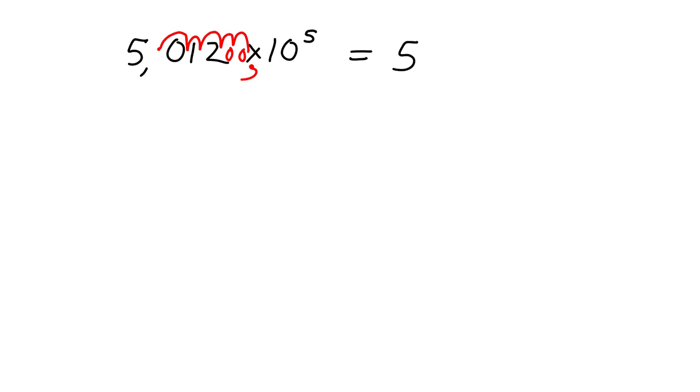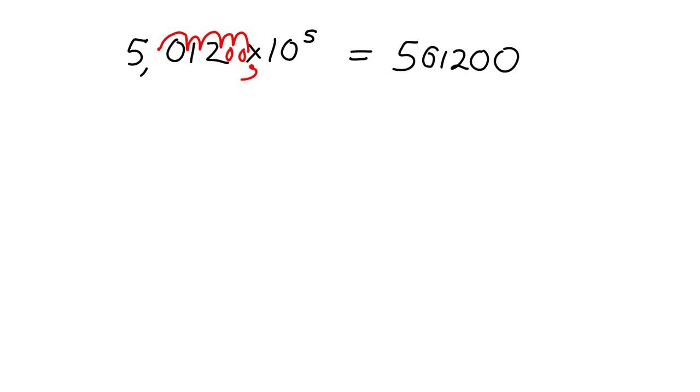Going backwards is even easier. If we had something like 5,012 times 10 to the power of 5, and we want to write it in good old normal notation, then all we have to do is the multiplication. We just multiply by 10 to the 5. So we go 1, 2, 3, 4, 5, putting in two zeros there, and the comma comes there. So we have 501200 written normally.